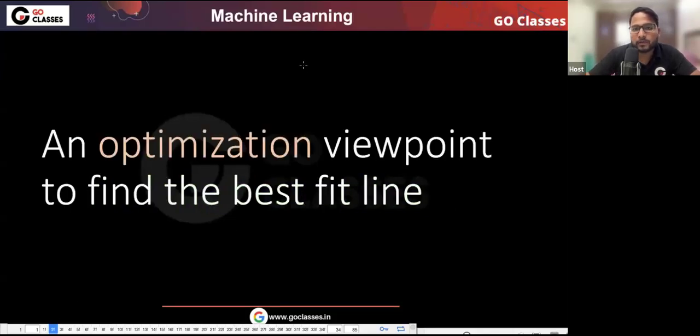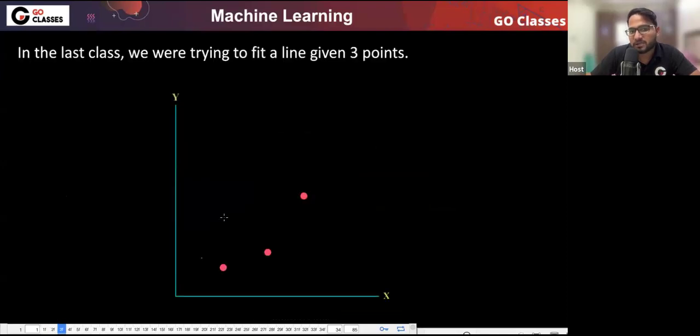So today we are going to have an optimization viewpoint to find the best fit line, which means that suppose these 3 points are given to us. In the last class we have seen that suppose 3 points are given and we want to fit a line such that it is something called the best, right? We need to define the mathematical way to say this as best. So today we will be doing it. Let me propose a solution.